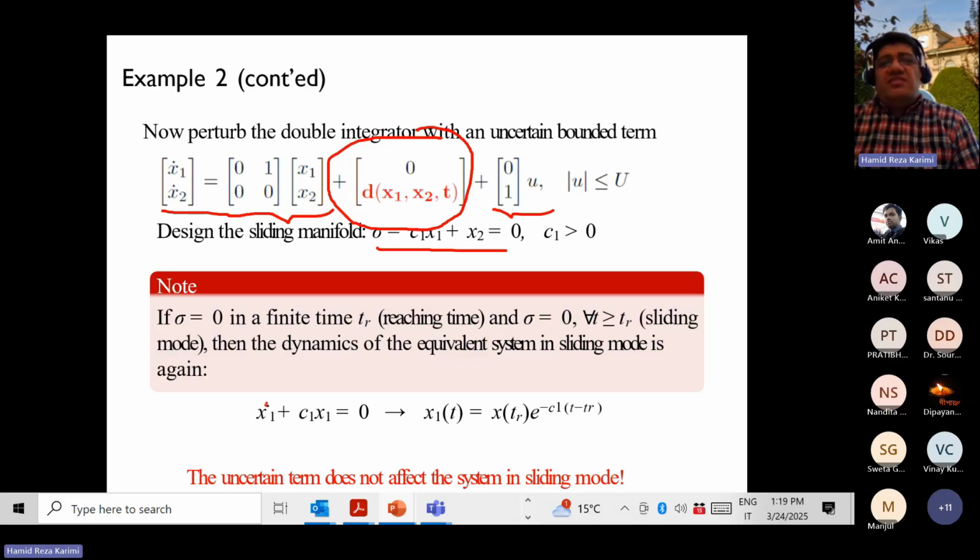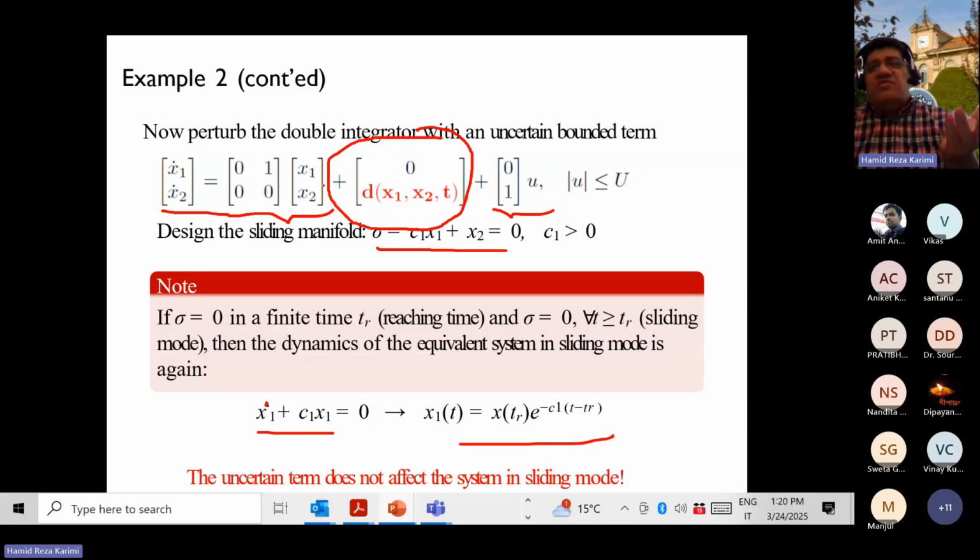So you see that these dynamics can be obtained from this mathematical model. So the uncertainty doesn't affect the system in a sliding mode. This is very interesting. Maybe this could be a good exercise. Even if you add such a disturbance, such an uncertain bounded term, it never appears in your equivalent system, because the equivalent system is the same as before.